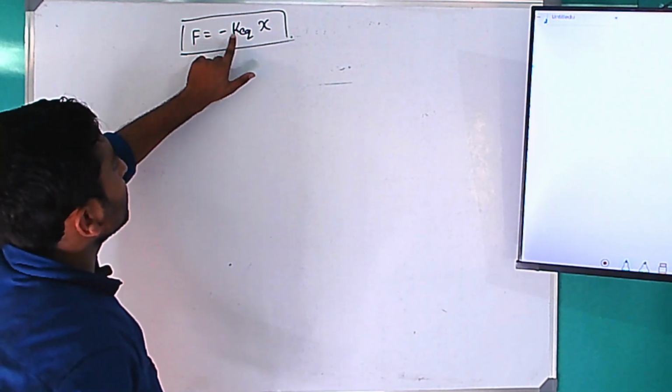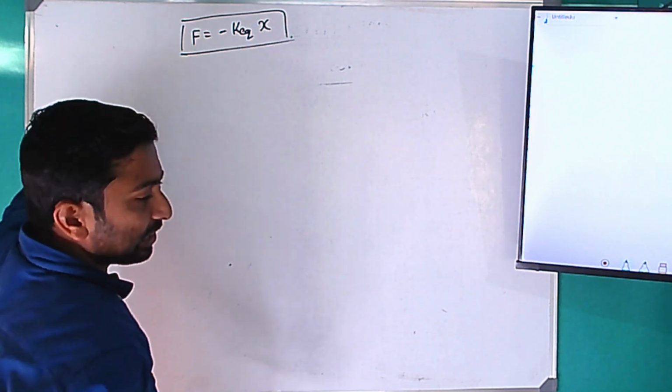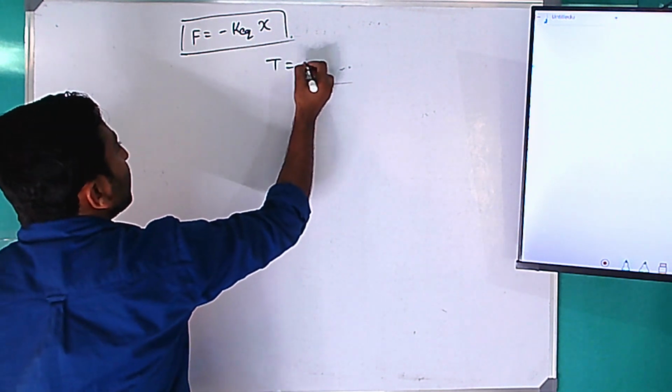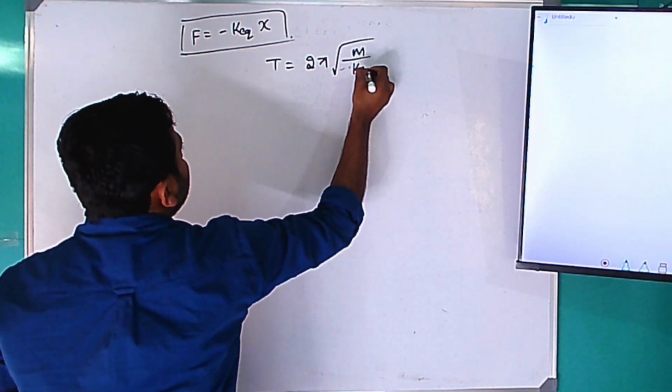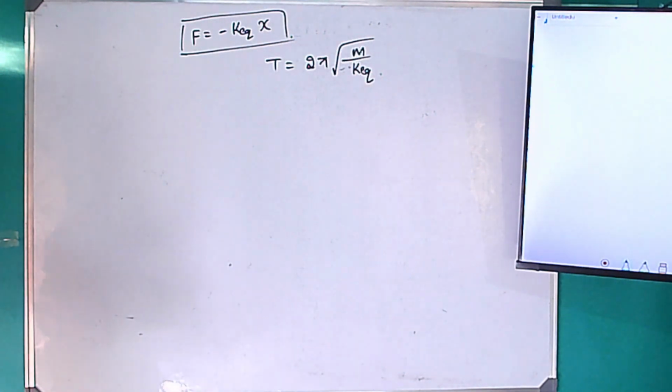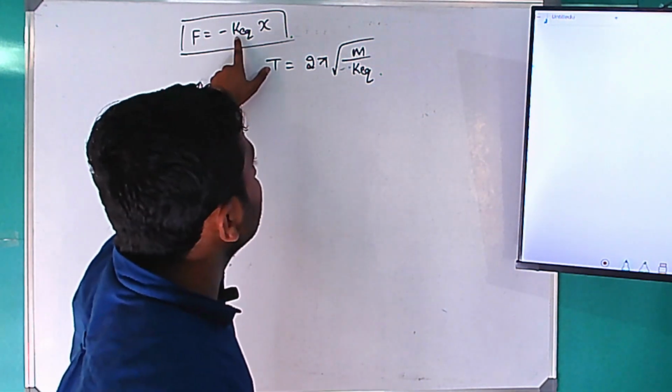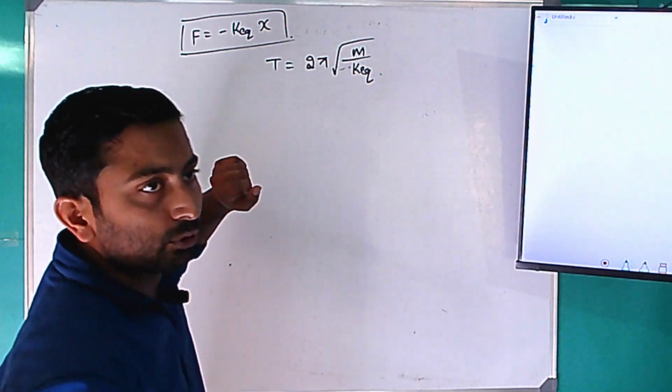If you express the force equation in this form, then the time period is given by 2 pi square root of m divided by k equivalent. Net equivalent spring constant ಎಷ್ಟಿರುತ್ತೋ ಈ equation ಅಲ್ಲಿ ಸಬ್ಸ್ಟಿಟ್ಯೂಟ್ ಮಾಡಿ.